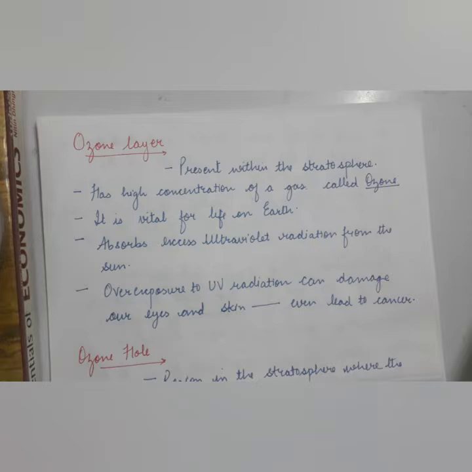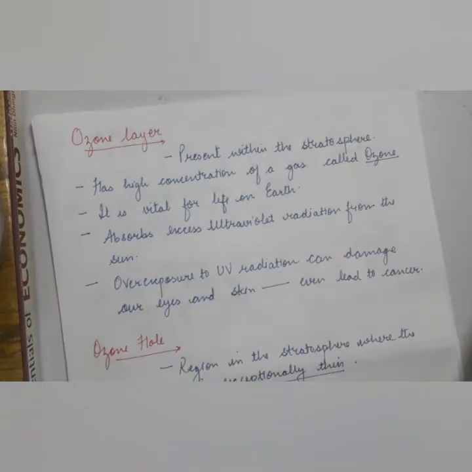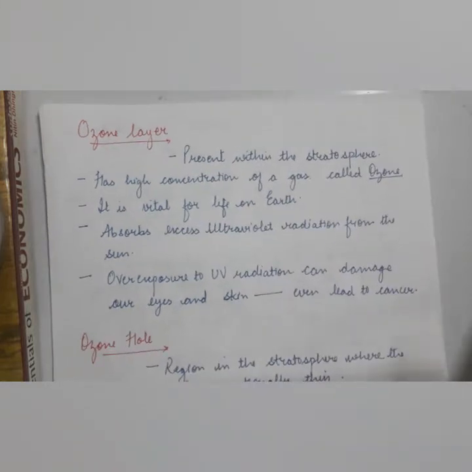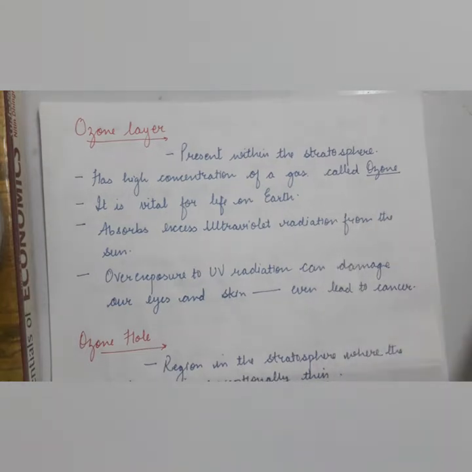The reason why it is known as ozone layer is that it has the high concentration of a gas which is called ozone. Ozone is very important for our life. Without ozone layer, life would have been very worse. Okay, it would have not been possible on the earth. Next is that it absorbs the ultraviolet radiations. You know that ultraviolet radiations are very harmful for us. They can damage our eyes as well as skin. It can even lead to cancer also.